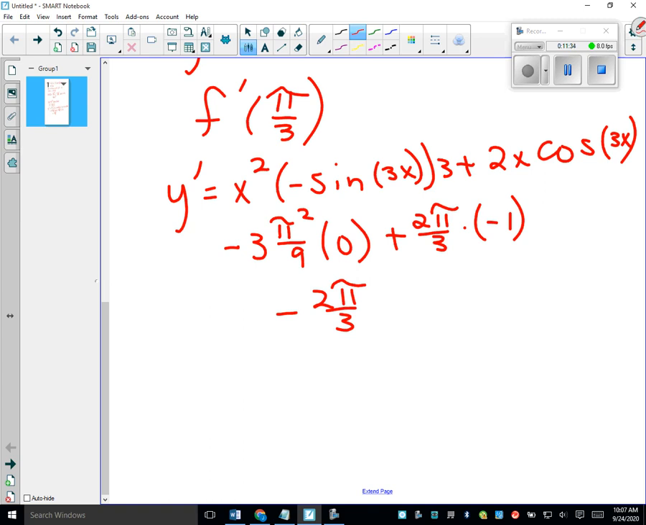I still don't know where the 9 came from. The 9 on the bottom, right here. Because I put pi over 3 in for x. That means you square the top and square the bottom. Pi squared over 9. Oh, okay.